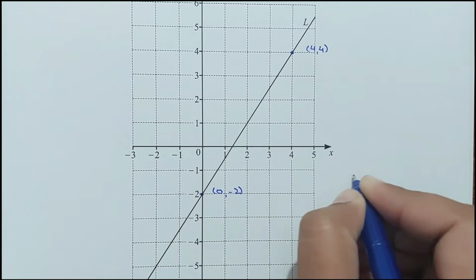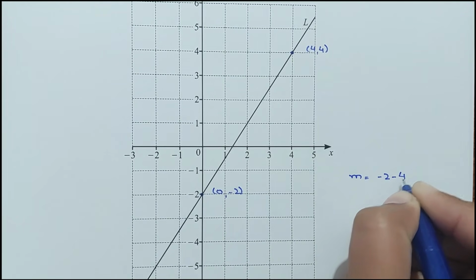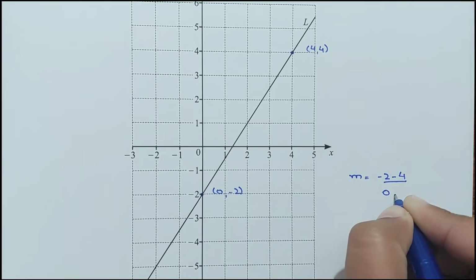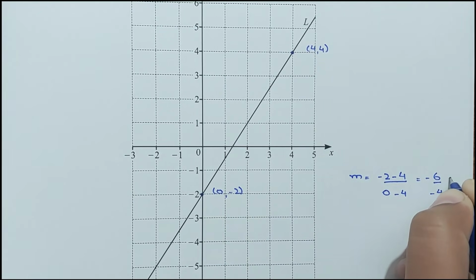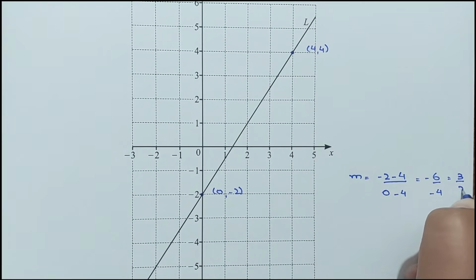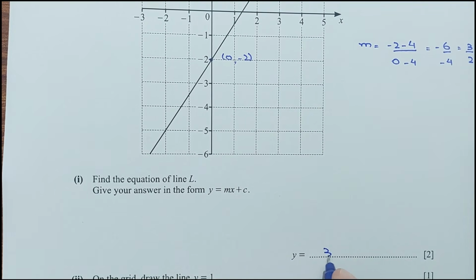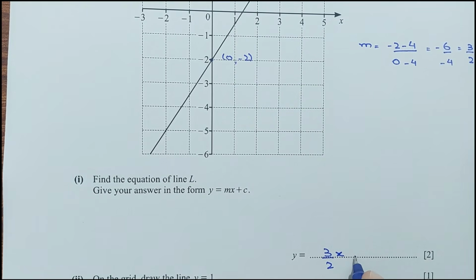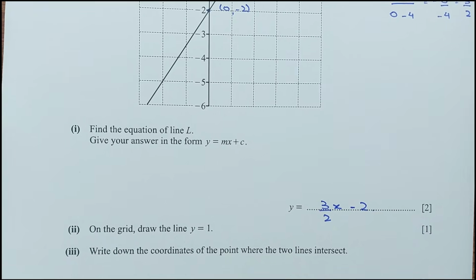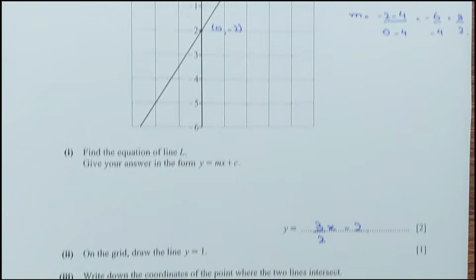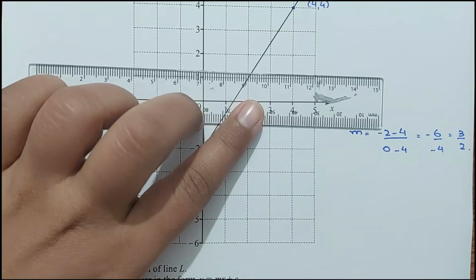Let me work on the slope. M is y2 minus y1 over x2 minus x1. So this should be 6 over 4, which is 3 by 2, the slope. So the equation of the line is y equals 3 by 2 x, and the y-intercept is negative 2. Now for the second part on the grid, draw the line y equals 1. The horizontal line is y equals 1.